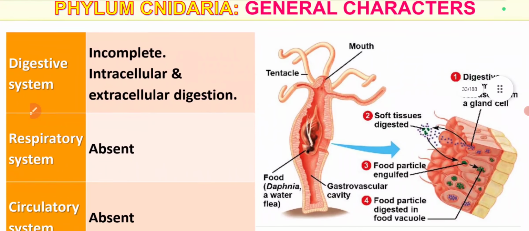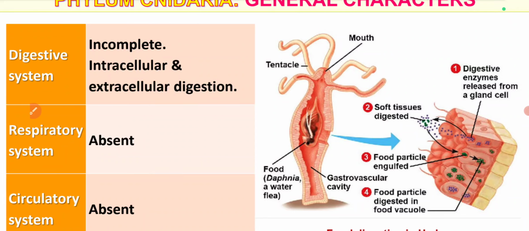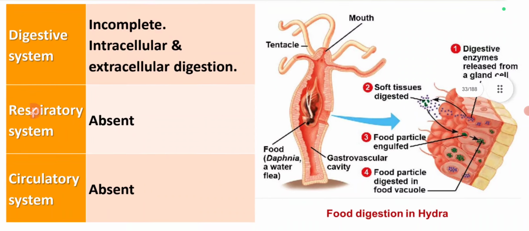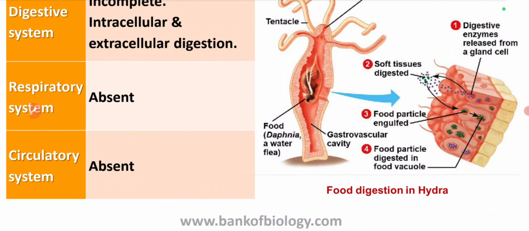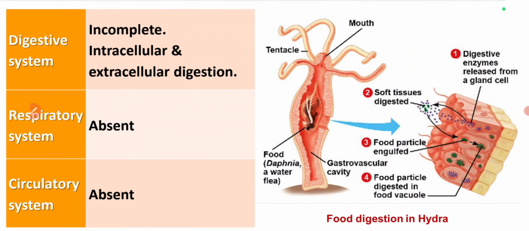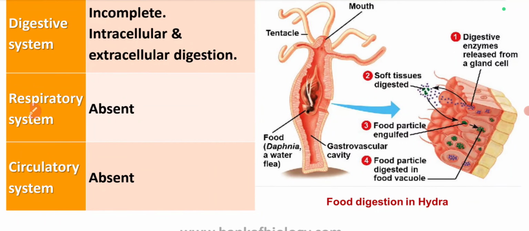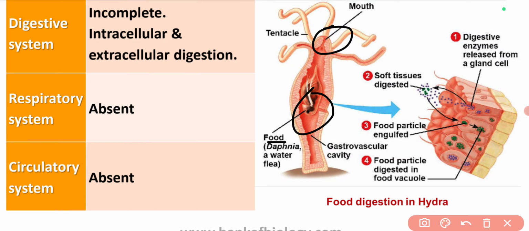Next, some general characters: digestive system incomplete, intracellular and extracellular digestion. Respiratory system absent, circulatory system absent. You can see the diagram of food digestion in Hydra, where food enters through the mouth and comes to this portion. Here is the zoomed portion where digestive enzymes are released from the gland cells, soft tissue is digested, food particles are engulfed, and food is digested in the food vacuole.